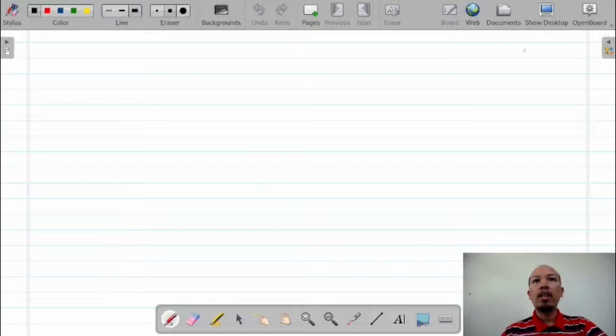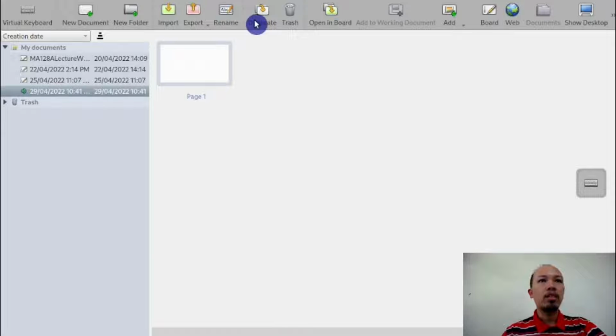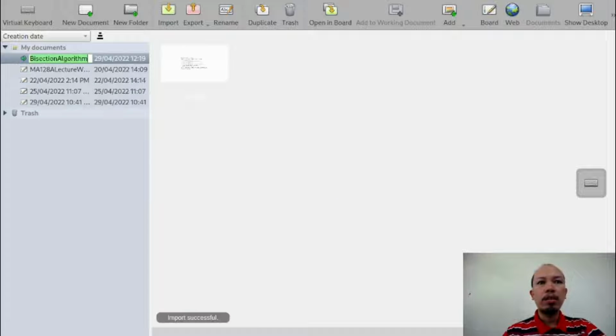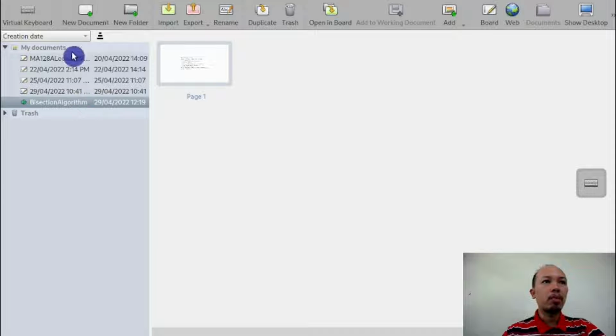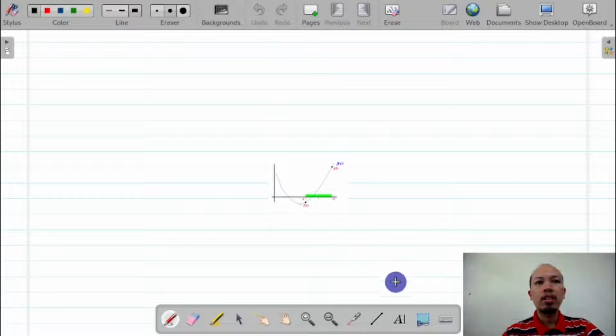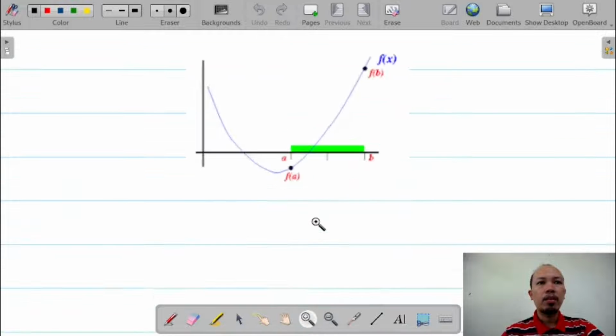let's go to our open board. I'm going to open a document. I don't know where you are, maybe this one. I think this is the one. Where are you? Let's open this one first. Maybe this one, not this one. Let's try to open one more. Let's see, where are you? I think this one here. Okay, this one here. Let's make this one clear. Let's zoom this one.